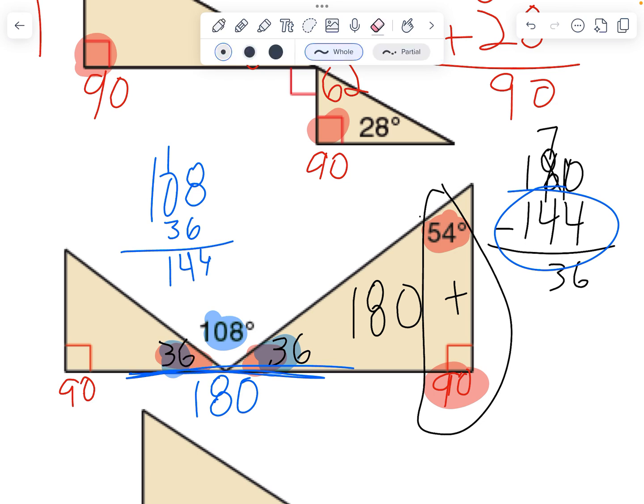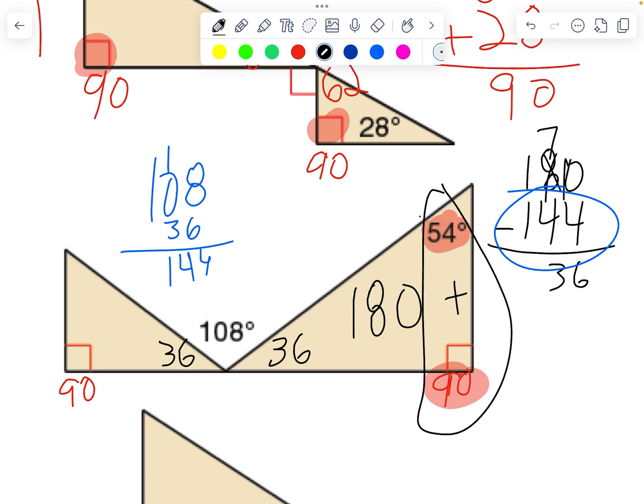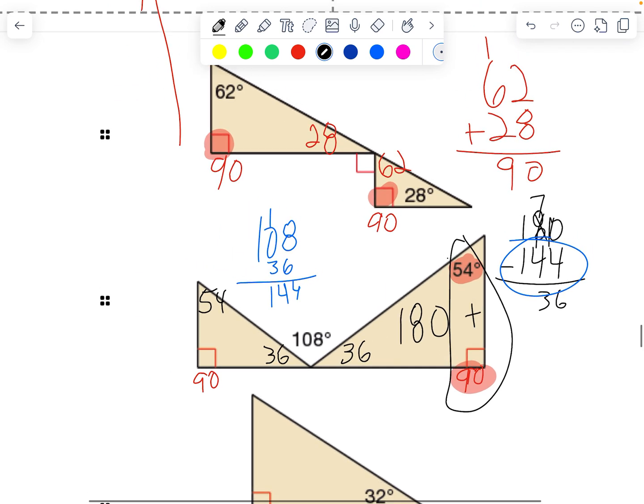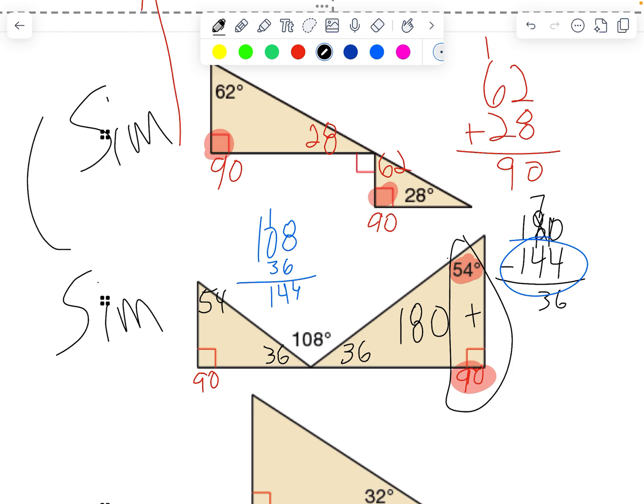Let me get rid of the rest of this stuff now, okay? There we go. So 36, 36. Well, look, if this is 36, this has to be 54. Has to be. So those two triangles are similar. So these two go right here. This one was similar, I'm going to put sim. And this one is similar. And that's going to go up there.